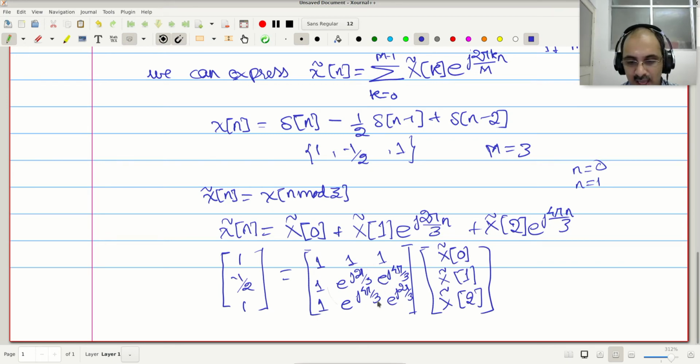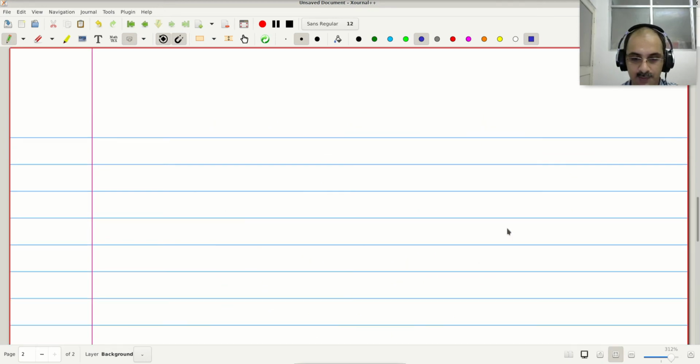This matrix has a special property. It's what is called an orthogonal matrix. Why is it an orthogonal matrix? If you take the dot product of any two rows or columns, you get 0. But remember, when you take the dot product, you must take the conjugate of one of them. So let's take an example, okay?